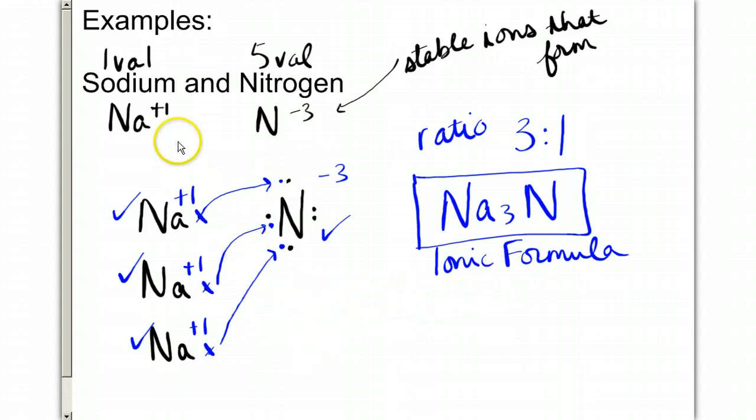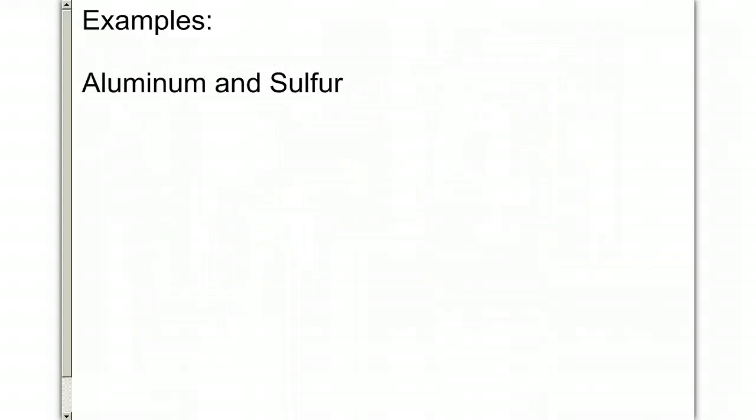If you'll notice, there's kind of a trick here in that the sodium has a +1 charge, and I only needed 1 nitrogen, and the nitrogen has a -3 charge, and notice it took 3 sodiums. So there's a little trick here. The charges tell you how many of the other element you need. So let's look at one more example.